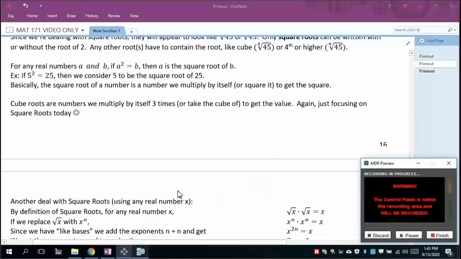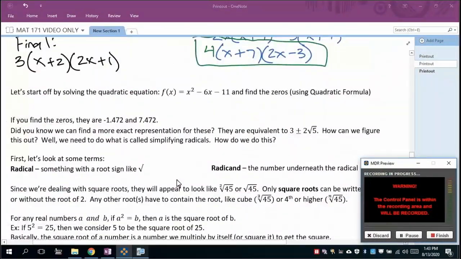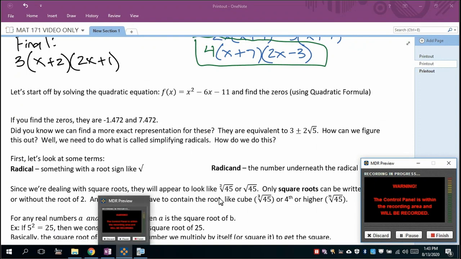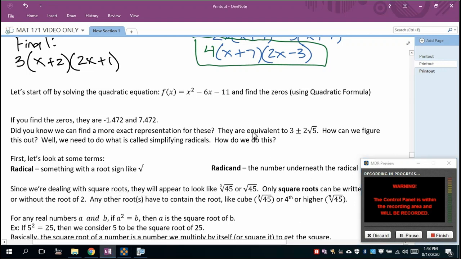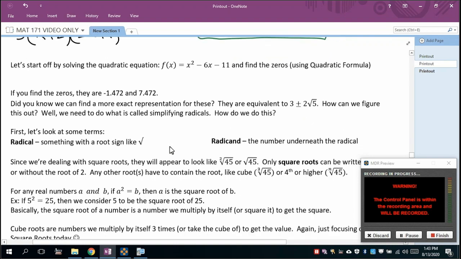So what happens here, and we're going to see this when you're solving quadratic equations, sometimes a quadratic equation might not be factorable. In that case, you would have to use either completing the square or the quadratic formula. Now, if we wanted to find the zeros of this, they're not going to be rational zeros. In fact, they're going to be irrational. Mathematically, the zeros or the solutions are 3 plus or minus 2 root 5.